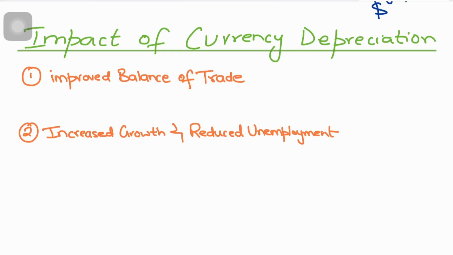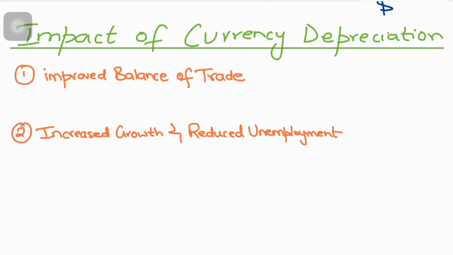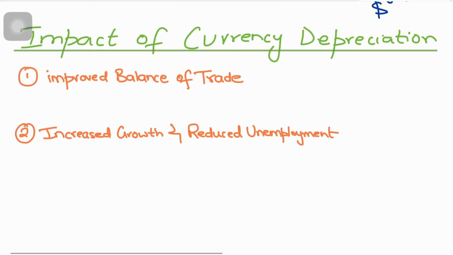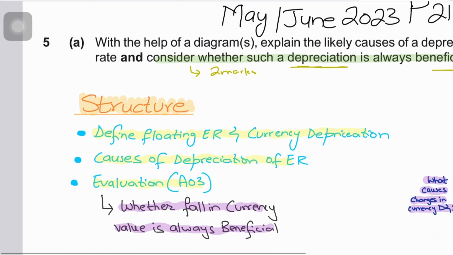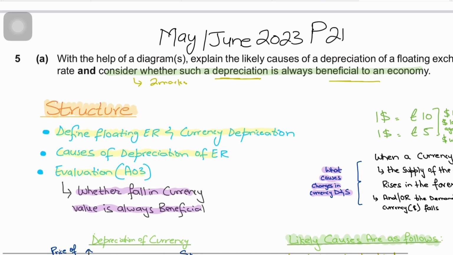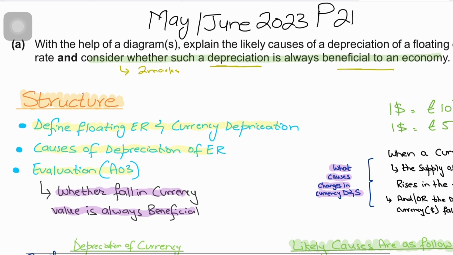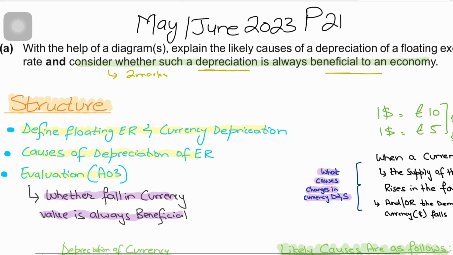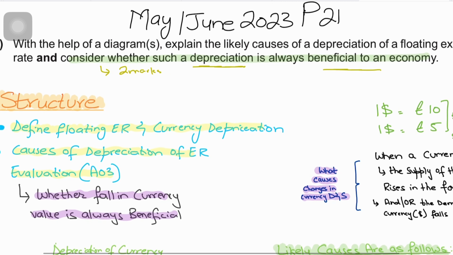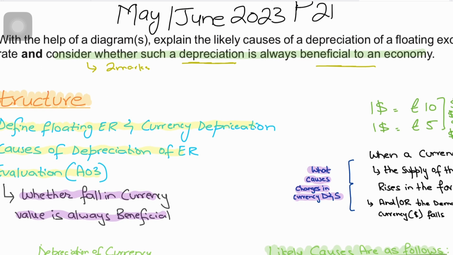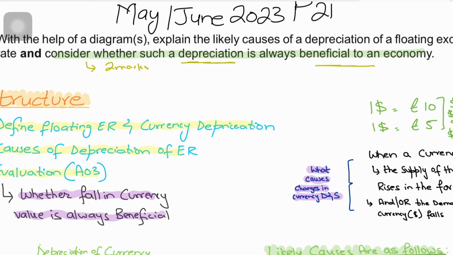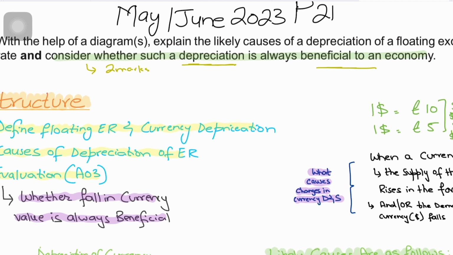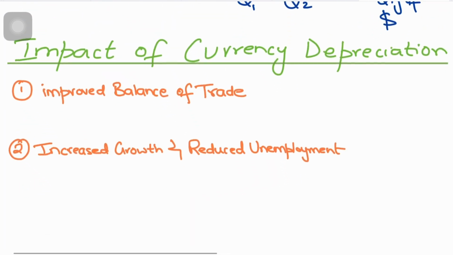Now, guys, the next step would be to show the impacts of currency depreciation. Over here, you can see that both of these impacts I have mentioned are positive. Since the question says consider whether such a depreciation is always beneficial to an economy, we could critique the argument of the benefits of currency depreciation on the macroeconomy. Under evaluation, we could discuss the circumstances when a depreciation will not be beneficial to the macroeconomy and will have an adverse effect on the macroeconomic indicators.